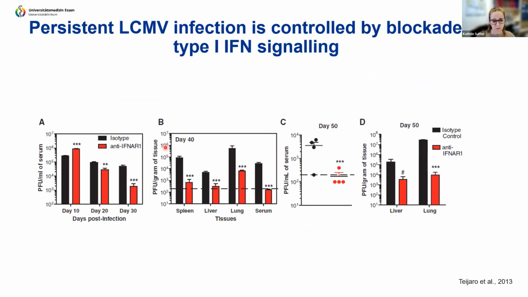So in both of the studies, what they did is they infected mice with this virus. And here you see they waited 10 days, 20 days, and 30 days. And these are all normal mice. What they did, in the red bars here, is they injected an antibody which blocks interferon. So this is an anti-IFNAR1 antibody, meaning that the interferon which is produced cannot bind to its receptor, so no downstream signaling.